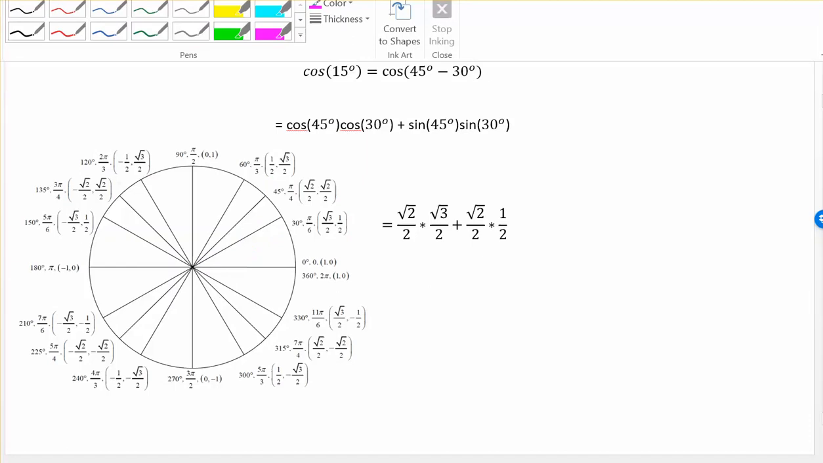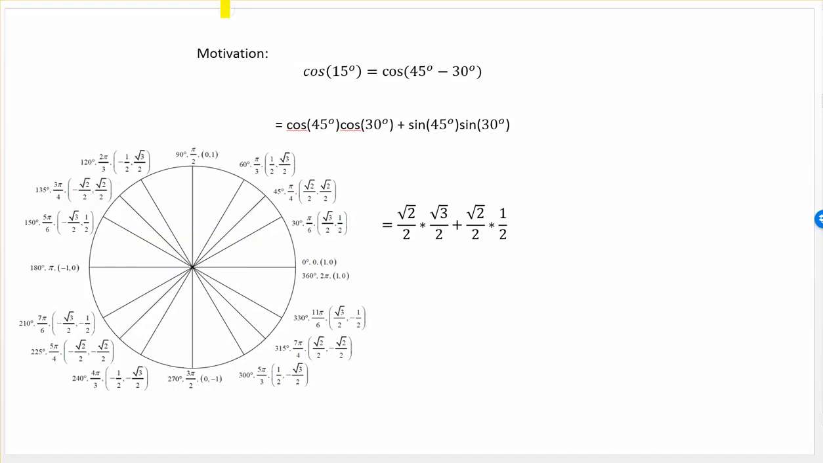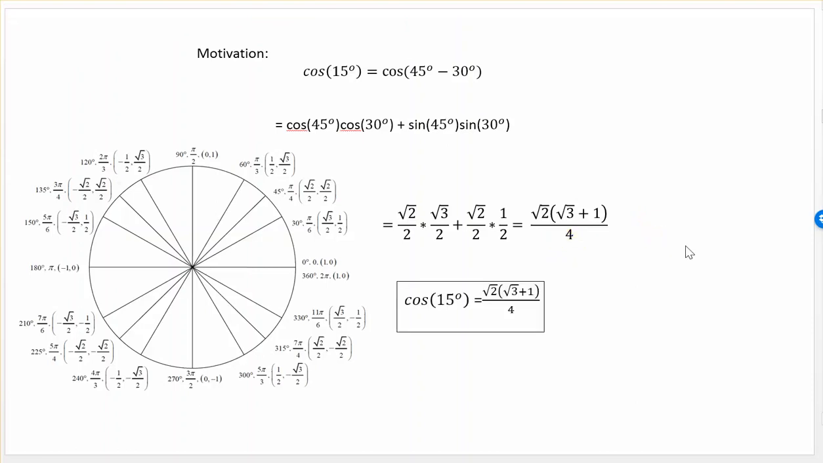Now, we could be done here, but sometimes it's a lot nicer to simplify this. Notice both terms have a square root of 2 over 2. If we factor that out, we'd be left with a square root of 3 plus a square root of 1. We factored out the square root of 2, and we consolidated the denominator to 4. And so this is the exact solution of the cosine of 15 degrees, right here. No approximation necessary.